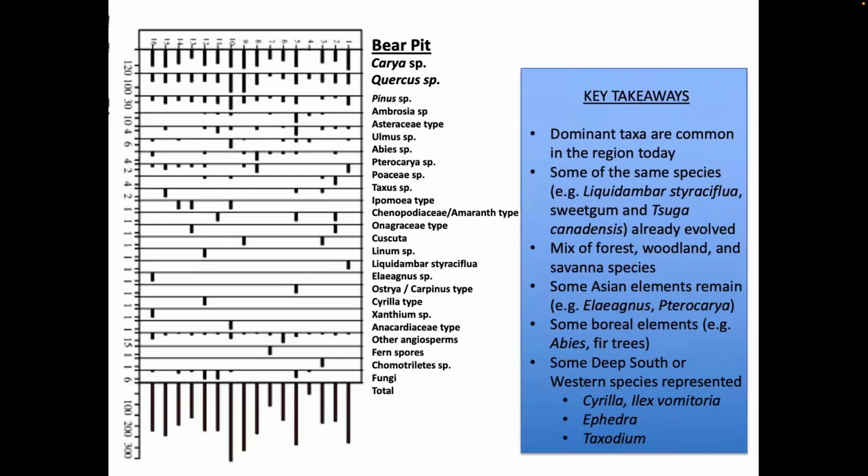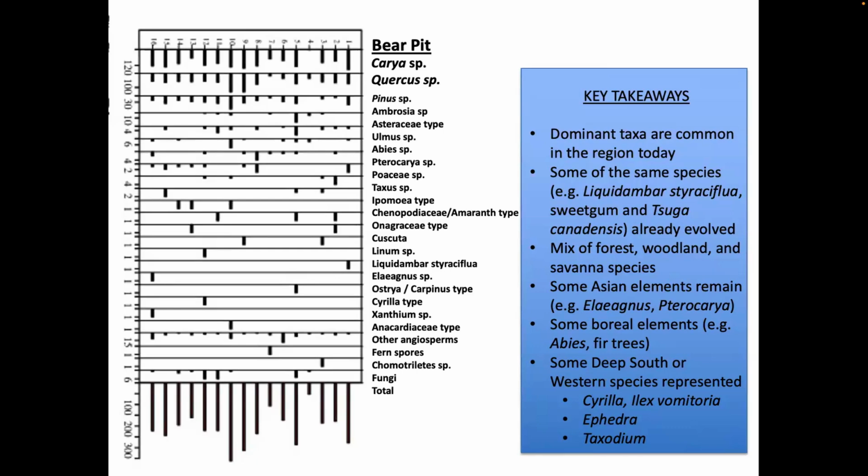Let me give you some other key takeaways as I see it as a botanical expert. Number one, dominant taxa are still common in the region today. There's still a lot of hickories and a lot of oaks and a lot of pines. So a lot of the things that are here, like Liquidambar styraciflua, a sweet gum tree, are still there today. Number two, some of them are the same species, we think, that were present 5 million years ago as today, which hints that these species had already evolved by this time.